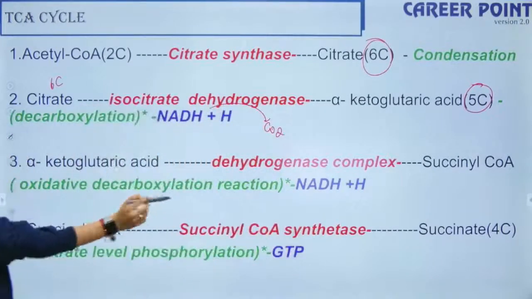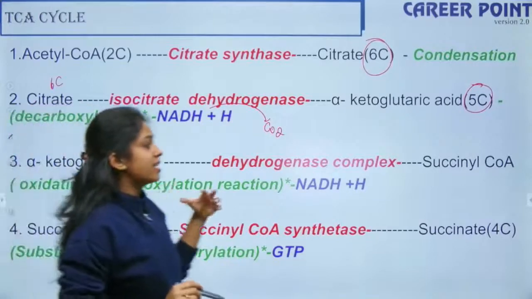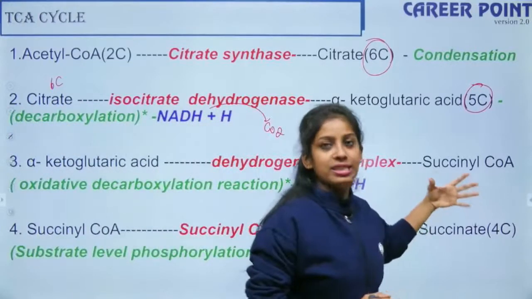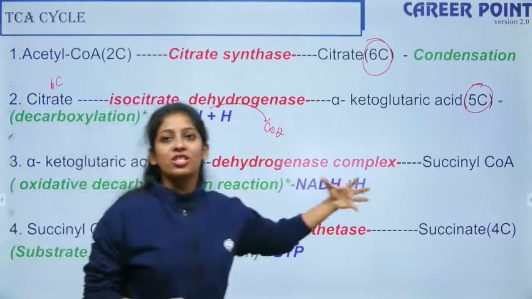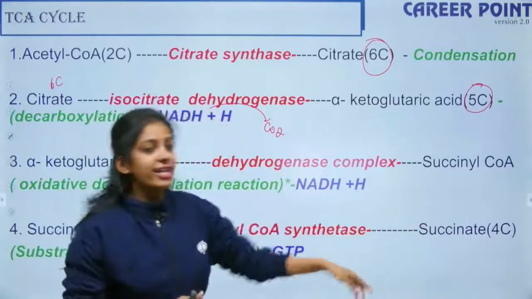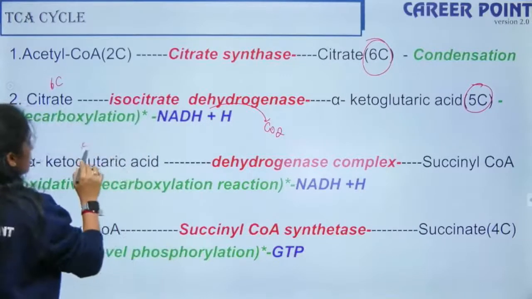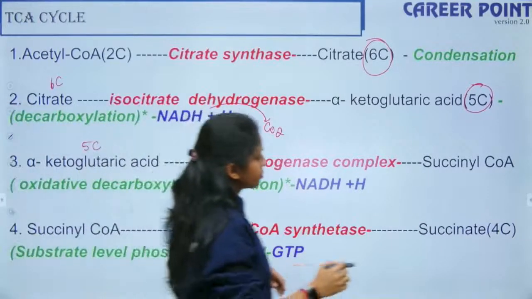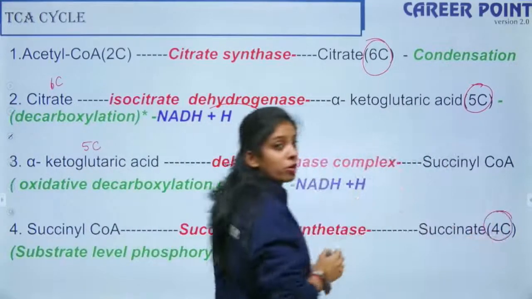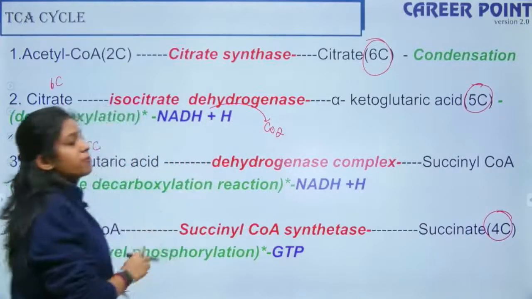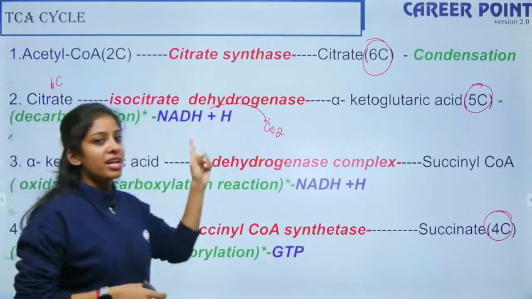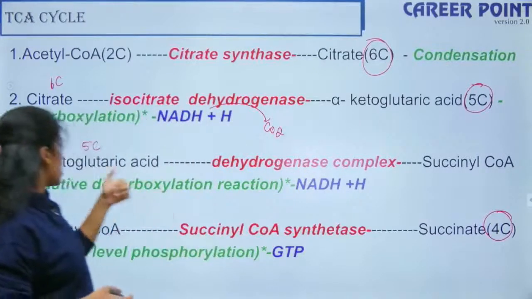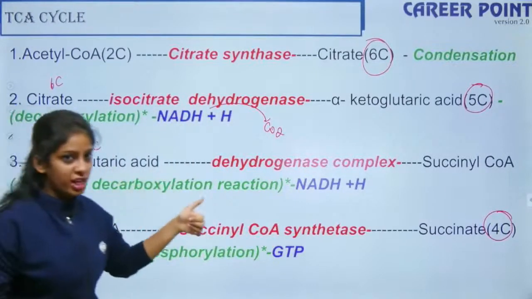After that, the alpha-ketoglutaric acid gets converted into succinyl-CoA. This is an intermediate step. Right afterwards, succinyl-CoA is converted into succinate. Succinate is a 4-carbon compound, while this was a 5-carbon compound. This intermediate step is catalyzed by the dehydrogenase complex, the alpha-ketoglutaric dehydrogenase complex.